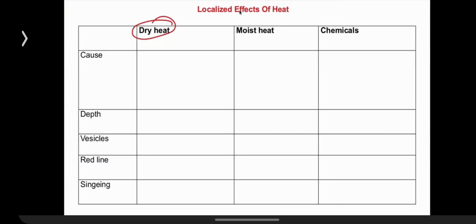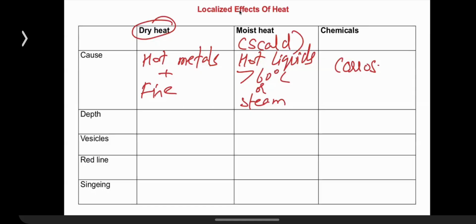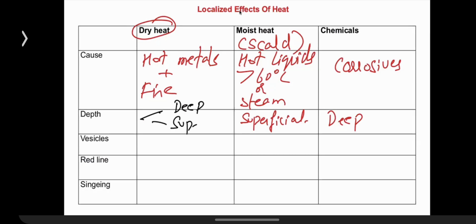Localized effects. Dry heat occurs due to hot metals or fire. Moist heat occurs due to hot liquids more than 60 degrees Celsius or steam. This is also called scald burns. Chemical burns occur due to corrosives. Depth: the chemical burns are the deepest burns. Moist heat burns are usually superficial. Dry heat burns can be either deep or superficial; some are deep, some are superficial.